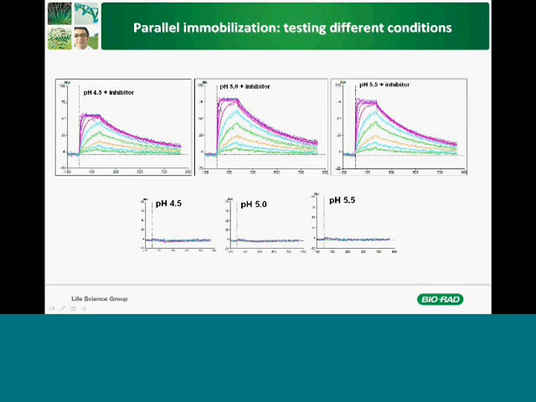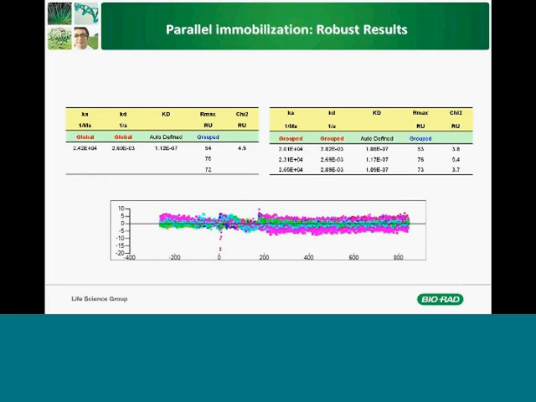But you can see the same binding curve, the same shape, which is a good indication for the data quality. Another indication for data quality, which is also coming from the fact that there is a parallel mode of operation, is at the final stage of the experiment when you analyze the results.